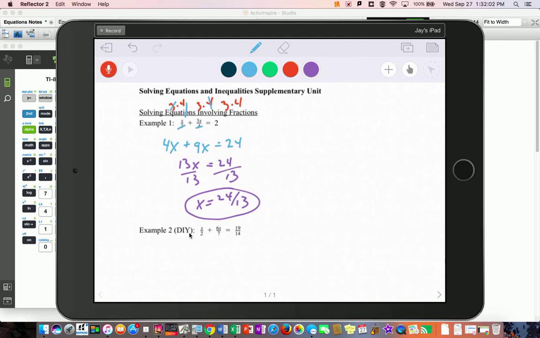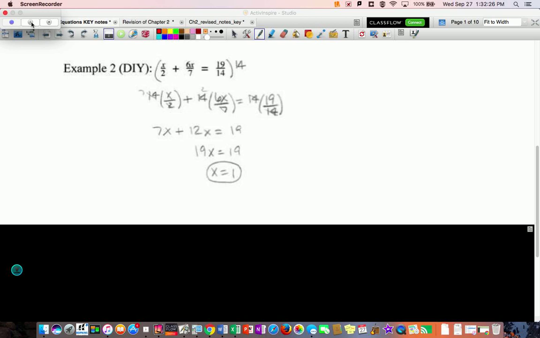Next one is a DIY. So pause the video now and come back and check the answer. So you can see the person that wrote it this way put a 14 and parentheses around everything. That's another way to do it. So they put a 14 here, divided by 2 leaves the 7, 7x. 14 divided by 7 leaves a 2. 2 times 6x is 12x. And over here, the 14s would get rid of each other, and you're left with 19. So if you add all this up, you're left with x equals 1.